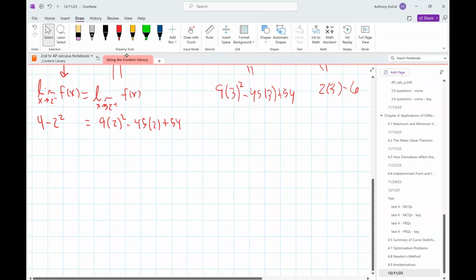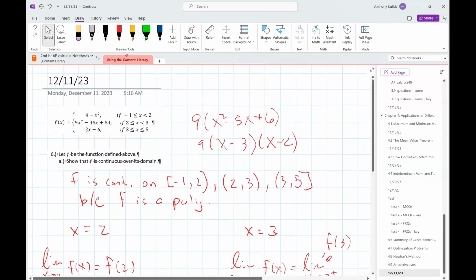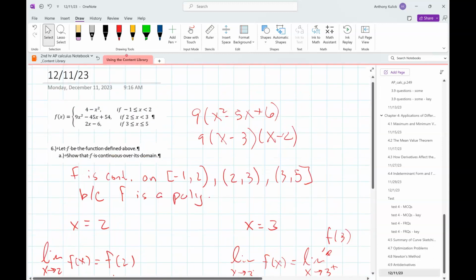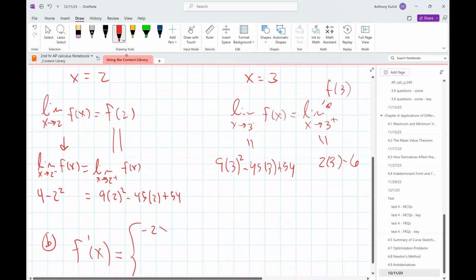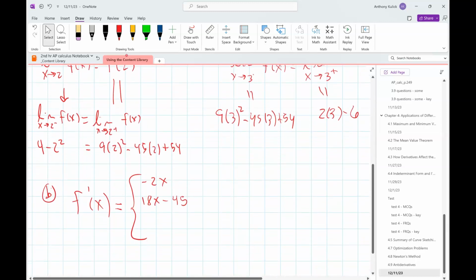All right. Part B asked for the derivative. So if our function f is piecewise, our derivative should be piecewise. Everybody agree? How do I do the derivative of a piecewise function? I just do the derivative of each piece. That's it. Well, almost. So I have negative 2x, then I have 18x minus 45, and then I have 2.